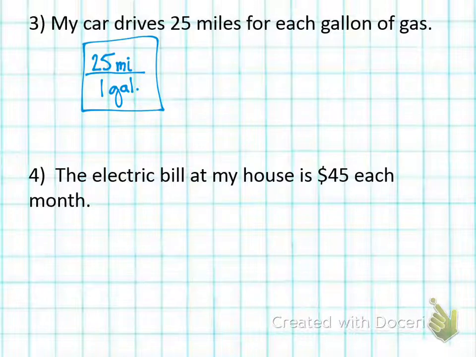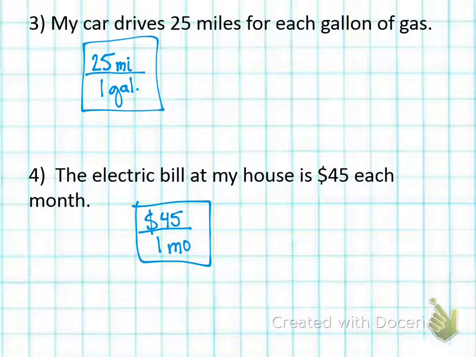Okay, number 4. The electric bill at my house is $45 each month. Someone raise your hand. Give me the rate. 45 over 1. And make sure you always, part of a rate is you have to have labels. So I have $45 over 1 month, right? So I know that I pay $45 per month.